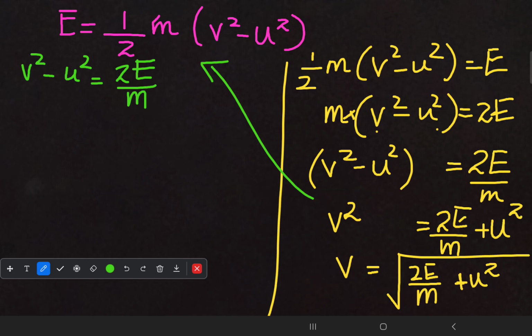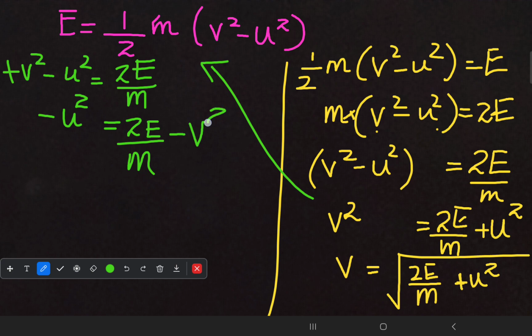After that, this negative u square. The direction for v square is positive. Let's keep our negative u square here. Mostly students will make mistakes here. They forgot to indicate the negative mark. They will only indicate u square, but the direction for u square is negative, no? So you should bring that one also. You should keep it as it is, negative u square. Then that equals 2e upon m. This positive v square will become negative v square.